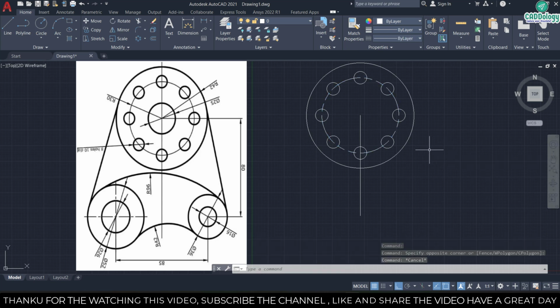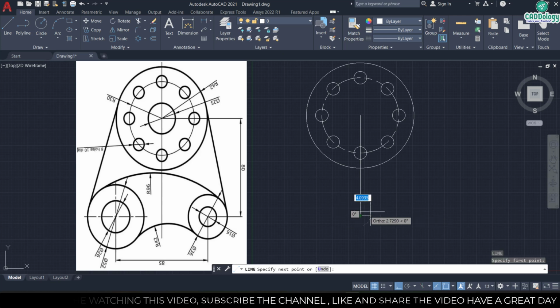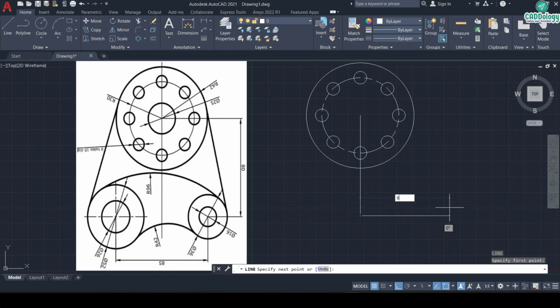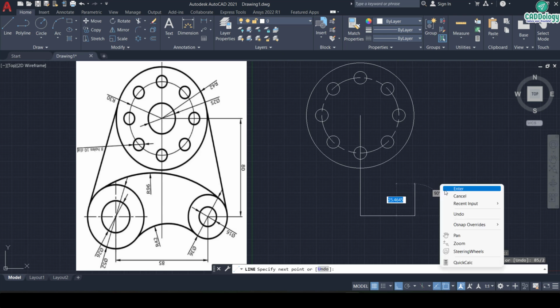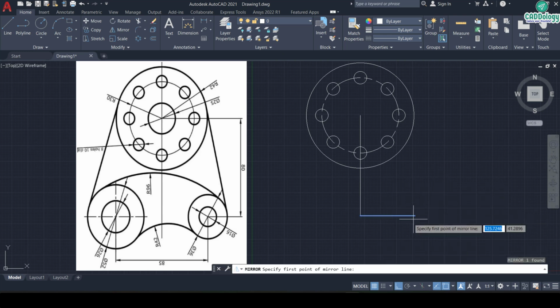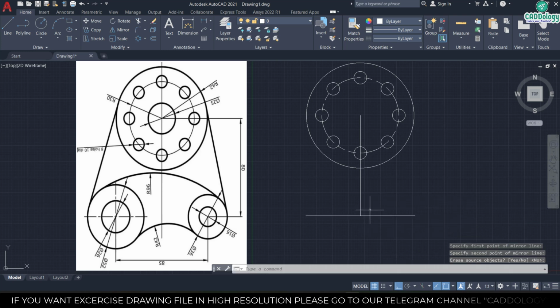Going for the down portion. And the dimension is 85. Circle center to center in half of the 85.